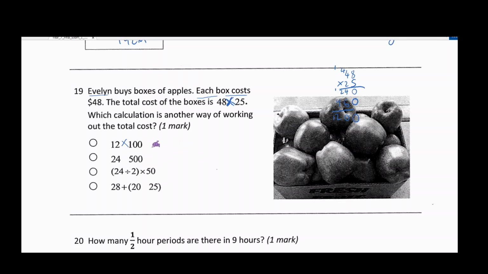So 12 times 100, there it is, 0, 0. So what's another way? 12 times 100 is 1,200. Yep, that works.